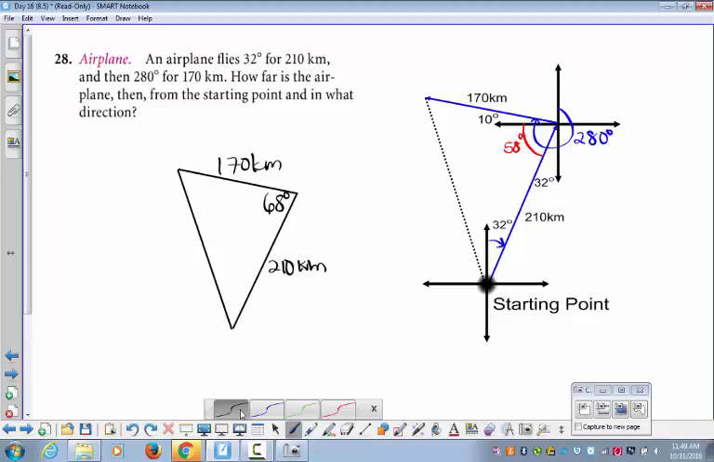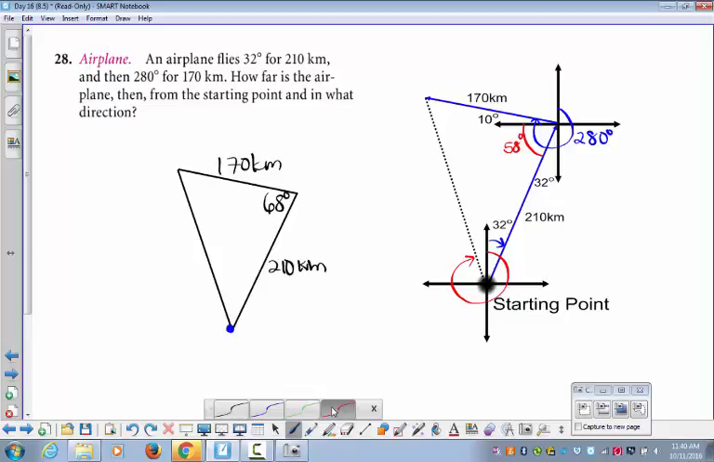And the question said, how far is the airplane then from the starting point and in what direction? So the starting point is down here. So we're going to want to know the direction from the starting point eventually. So the direction from the starting point, if we're starting at the north and rotating clockwise, eventually we're going to want to get to that angle. That's going to be the angle that's the direction.